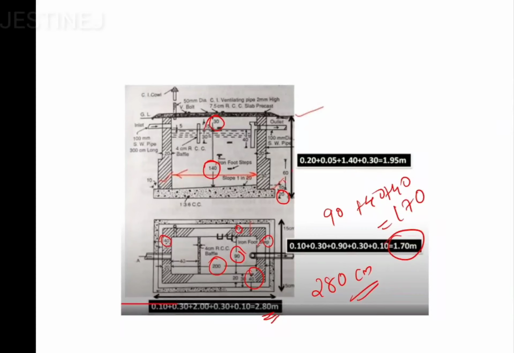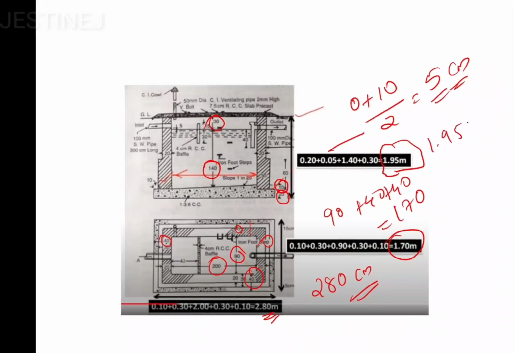Then you have to consider this sloping surface, that is, you have to take the average, that is 0 plus 10 by 2, you will get 5 centimeter. So if you convert into meters, you will get 0.05, and if you add up the total height, it is going to be 1.95 meter.